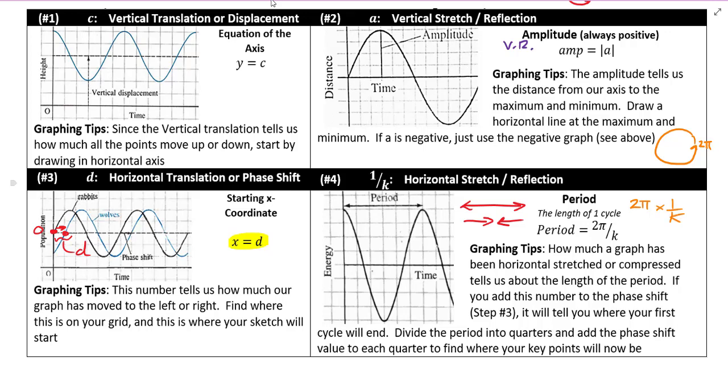So basically, what is K? Flip it and multiply it by 2 pi. So that'll tell us how long it is for one period. So maybe our graph gets wider or maybe it gets more compressed. And I'm going to show you how you can use that to divide your graph up into quarters and figure out where all your key points go.